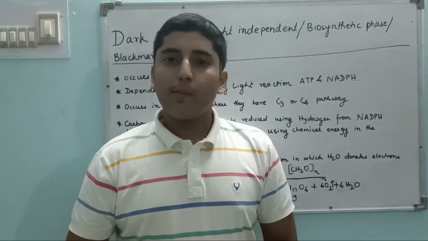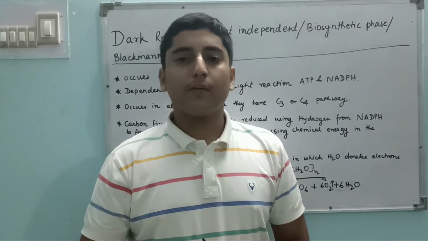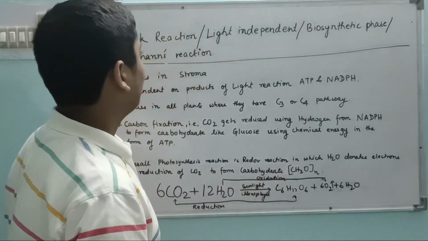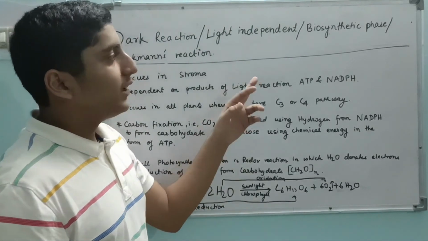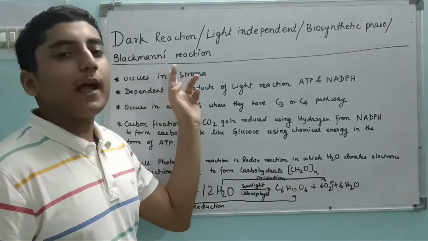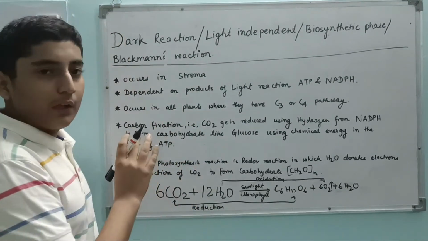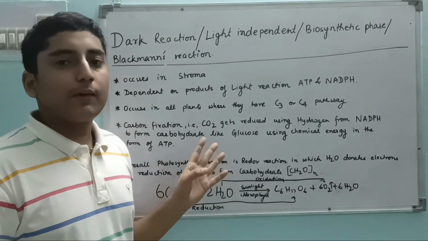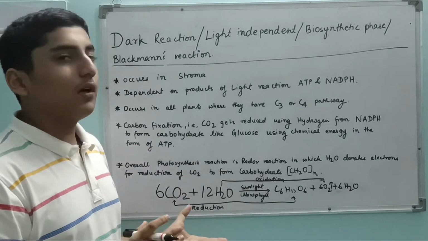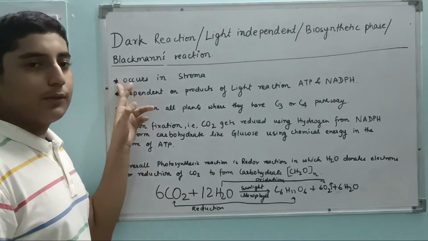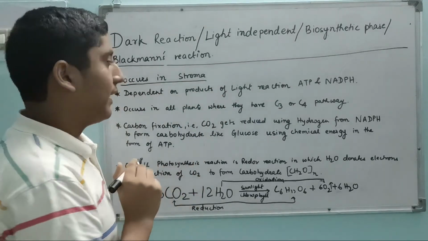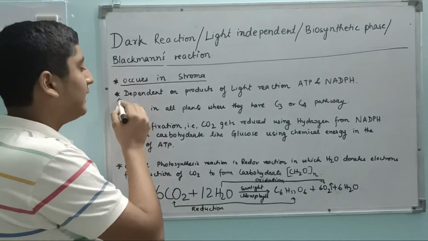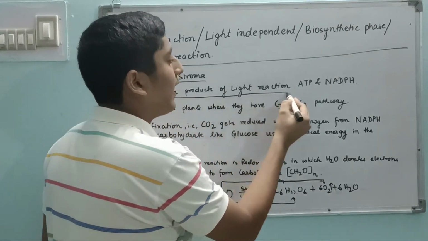Now I will tell you about the dark reaction in a very simple way. So please pay attention to understand the concept of the dark reaction. The dark reaction is also called light independent reaction, biosynthetic phase, and Blackman's reaction. There are several points you must remember, you can note them down in your copies. The first point is it occurs in the stroma of the chloroplast, and the second point is it is dependent on the products of light reaction.